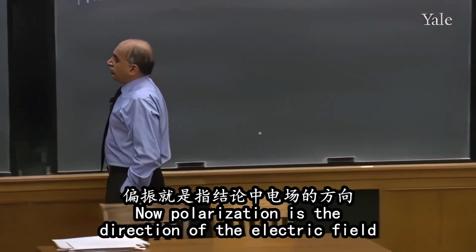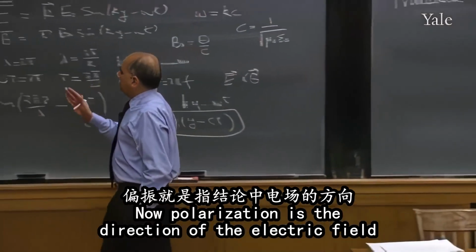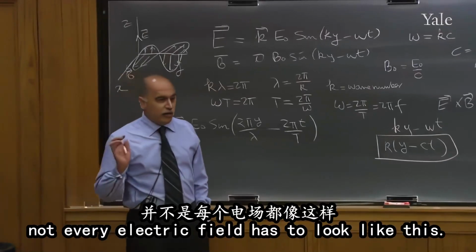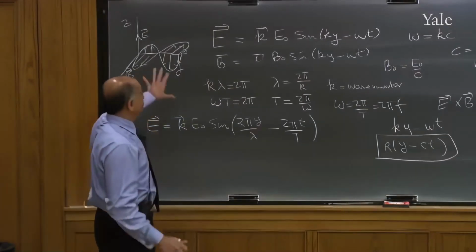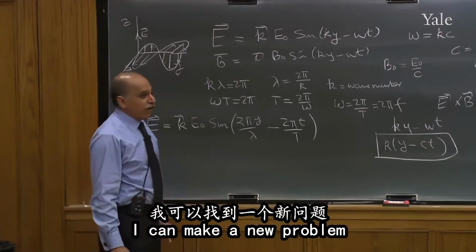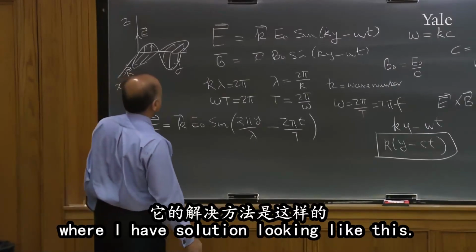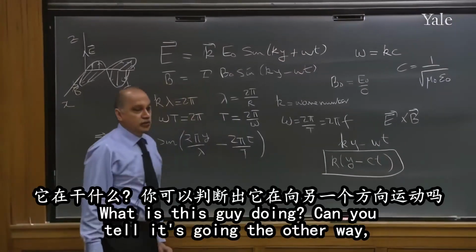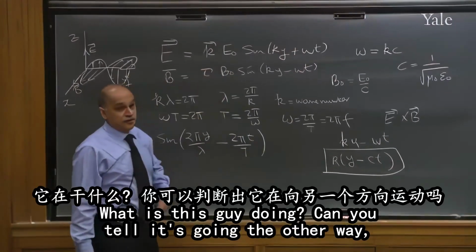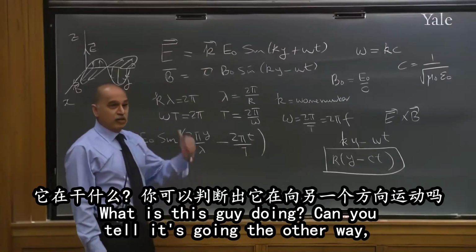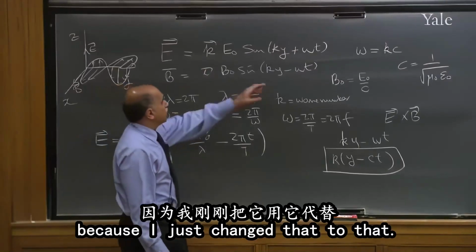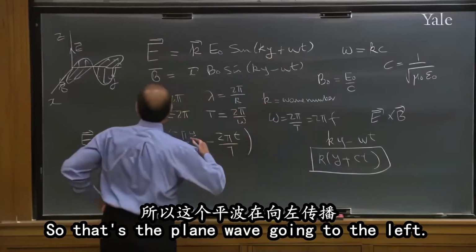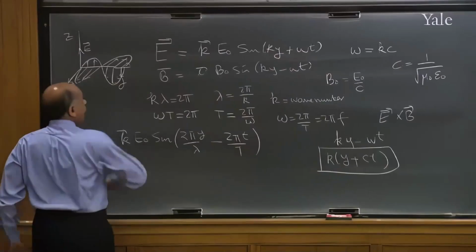Now, polarization is the direction of the electric field in this solution, but you've got to realize that not every electric field has to look like this. I can make a new problem where I have a solution looking like this. What is this guy doing? Can you tell it's going the other way? Because I just changed that to that. So that's the plane wave going to the left.